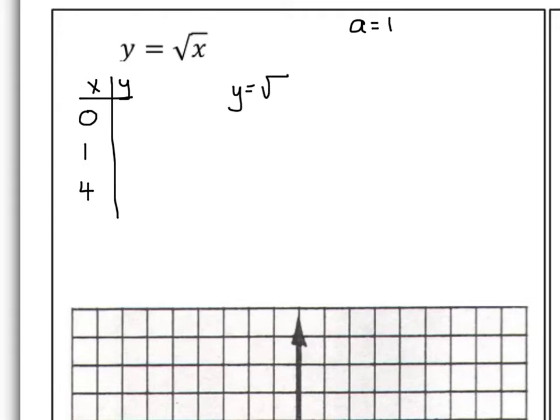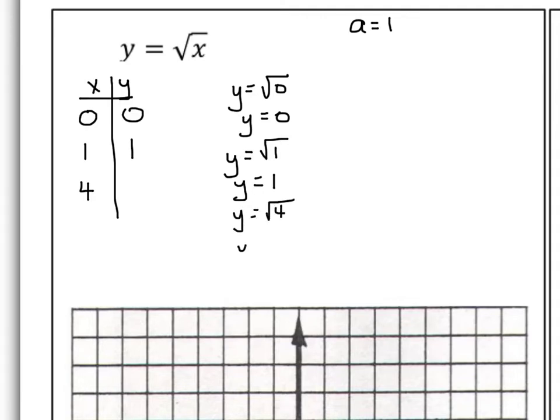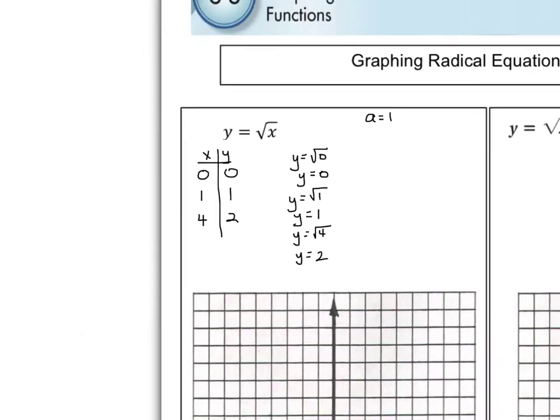Okay, so if I put it in, I get y. If I put 0 in for x, I get y equals the square root of 0, so y is 0. So my first ordered pair is 0, 0. If I put in 1, y is the square root of 1, the square root of 1 is 1, so my ordered pair is 1, 1. And if I put in 4, the square root of 4 is 2. So I have these three ordered pairs.